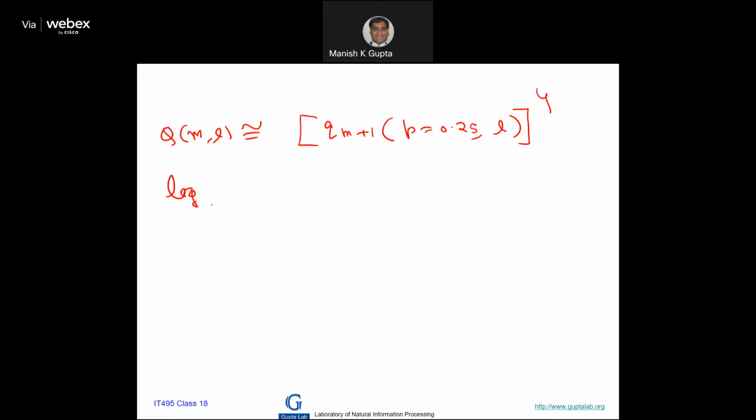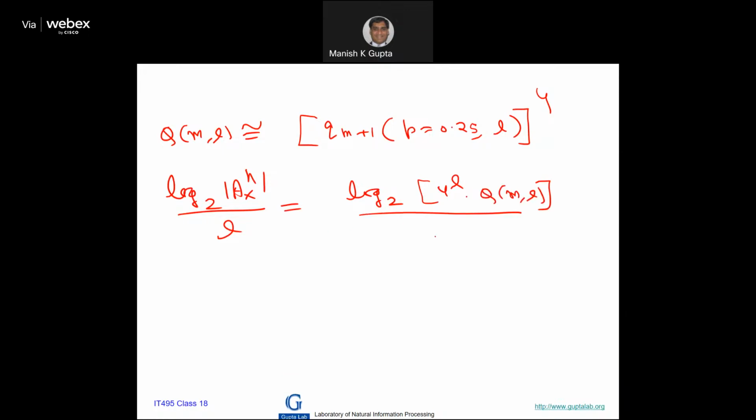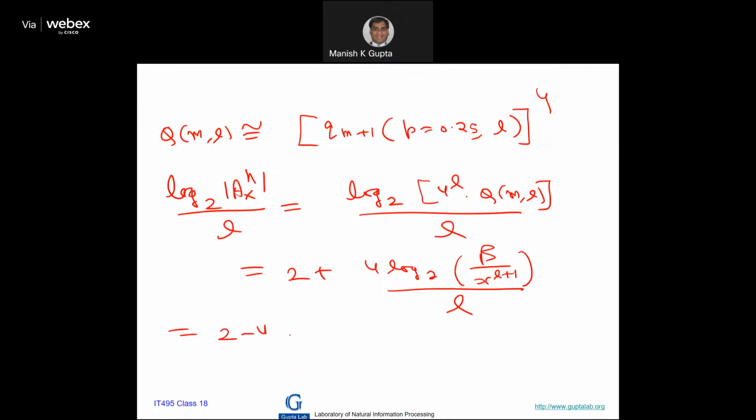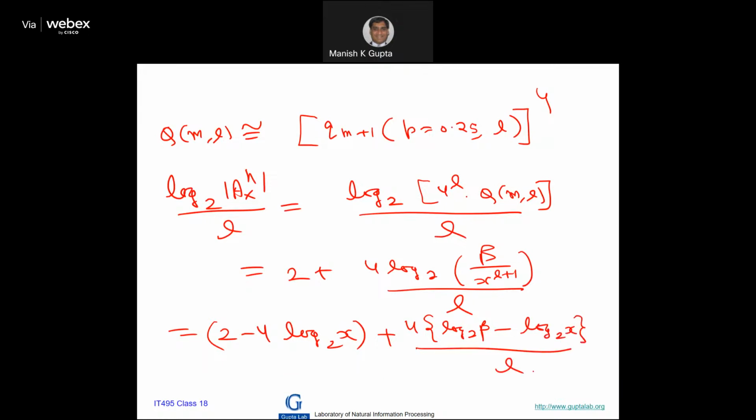Combining all these equations, we have log 2 base AXH that we wanted to compute, divided by L is equal to, I'm not giving any simplifications, all the steps I am omitting here, 2 plus 4 log 2 base beta divided by x raised to L plus 1 divided by L, which is equal to 2 minus 4 log 2 base x plus 4 times log 2 of beta minus log 2 of x divided by L, for m greater than or equal to 3 and L at least 50.